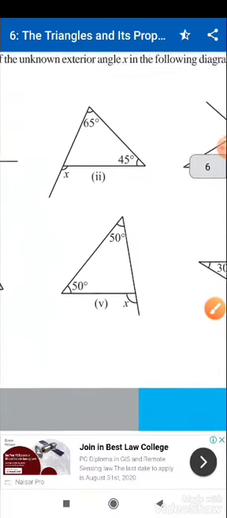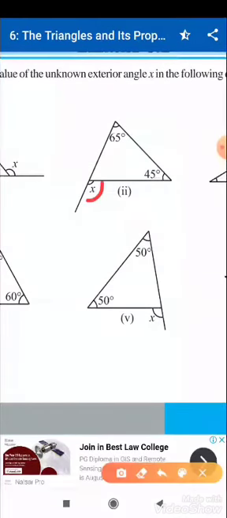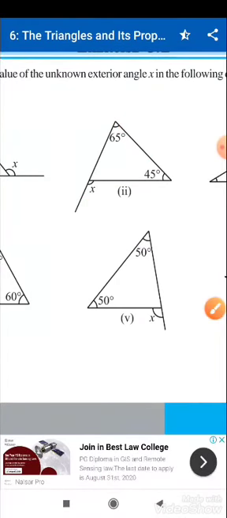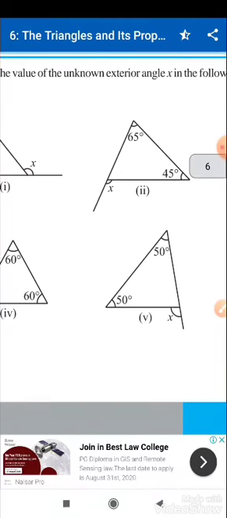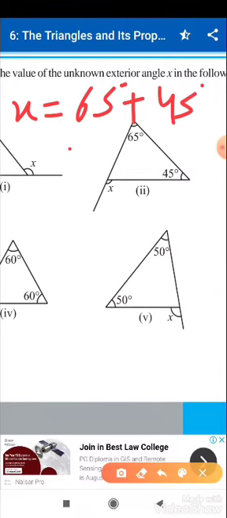Move to its second part. In the second part you can see that x is the exterior angle and 65 degrees and 45 degrees are the opposite interior angles. So the value of x is equal to the sum of its opposite interior angles. From here we can conclude that the value of x is equal to 65 degrees plus 45 degrees. From here we get our answer, 110 degrees.